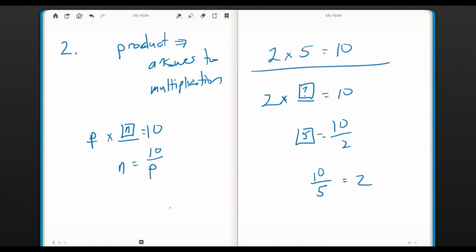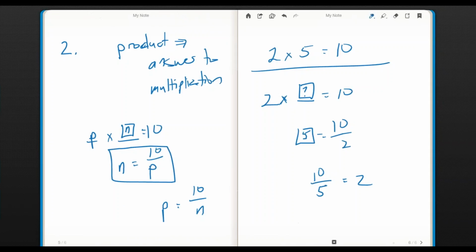And of course it's true that P is 10 divided by N, but remember it wants an expression for the other number, and so the other number is 10 divided by P.